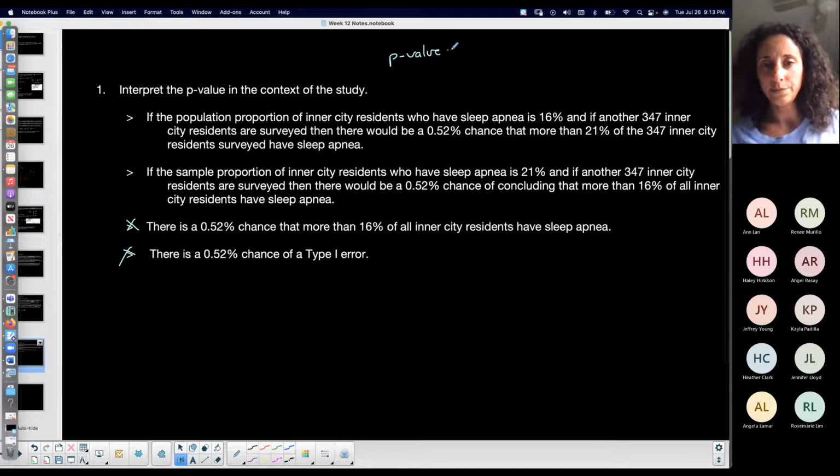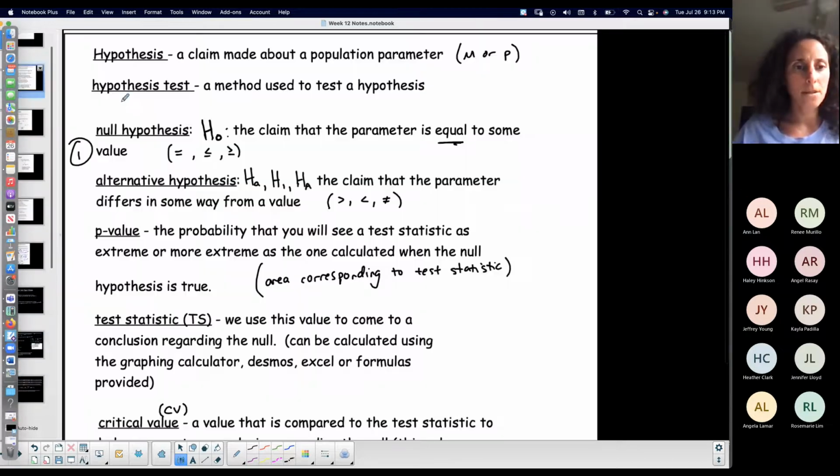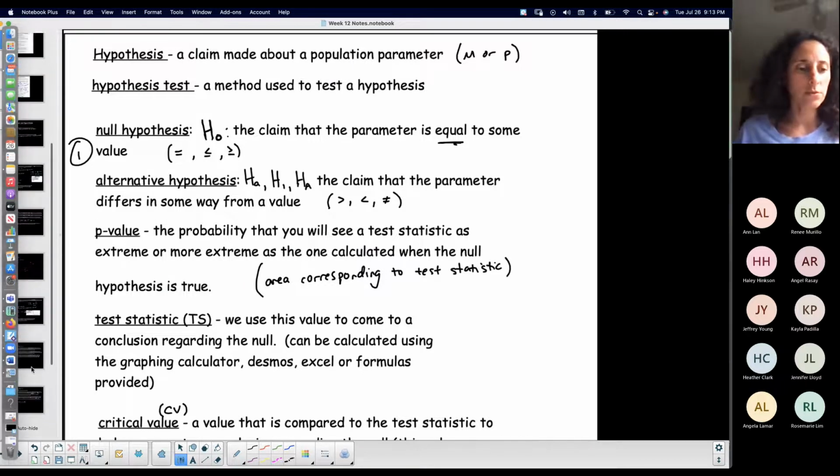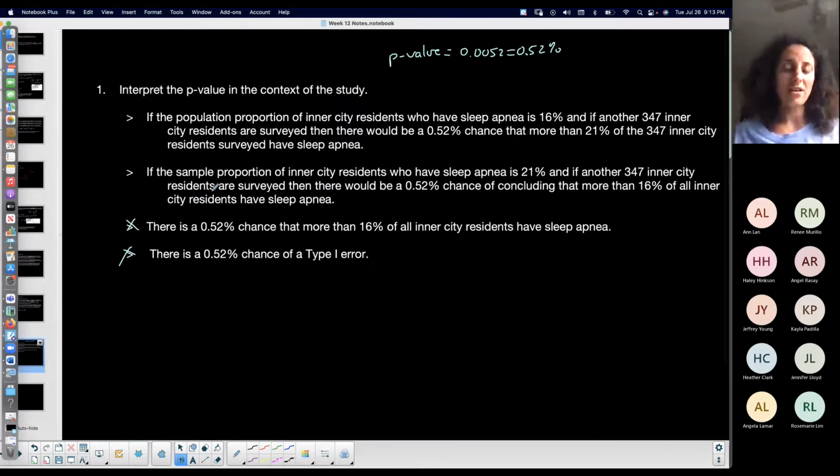P-value, right? So it's an area, which means it's also a percentage. And the p-value is the probability that you will see a test statistic as extreme or more extreme as the one calculated when the null hypothesis is true. Okay, when the null hypothesis is true. So let's see what matches that. Now, it's not a chance of a type 1 error. I said that's alpha, so that's out.